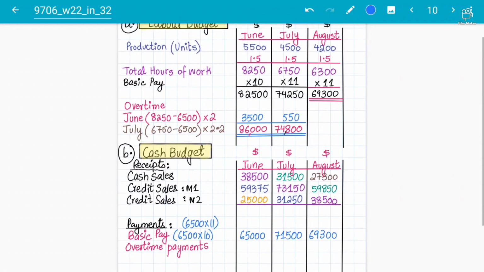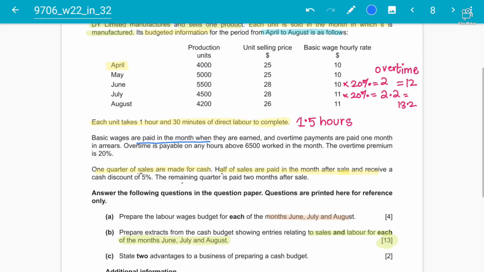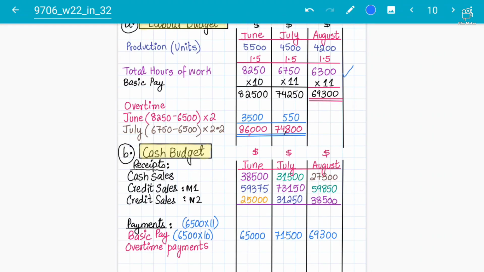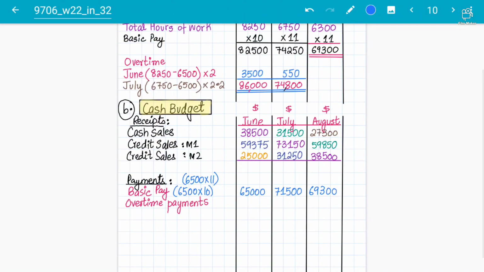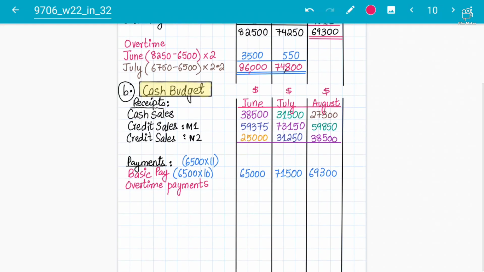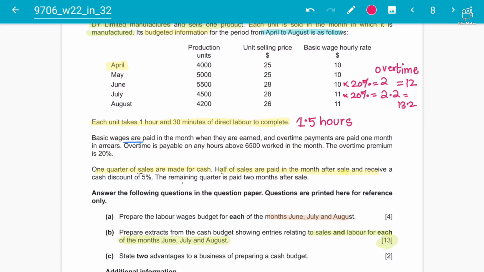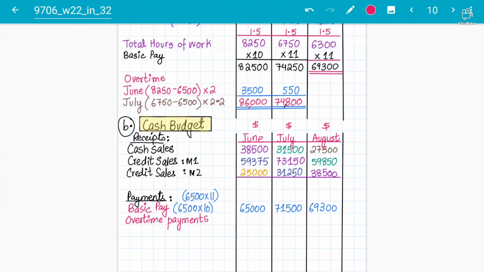So I hope students got the basic pay first. That's our basic pay: it is incurred in the same month and paid in the same month, because basic wages are paid in the month earned. So it's 10 per hour, 11 per hour. Basic wages apply up to the level where you have worked 6,500 hours. So we multiply 6,500 by 10 and 6,500 by 11, and for August, because we worked fewer hours, that is the case. Now how will you work out the overtime payment? Let's get some workings done here. Working number 1 is for June, so let's talk about June first. I'm going to discuss only that here. For June you have worked extra hours, as the total hours of June were 8,250, right?